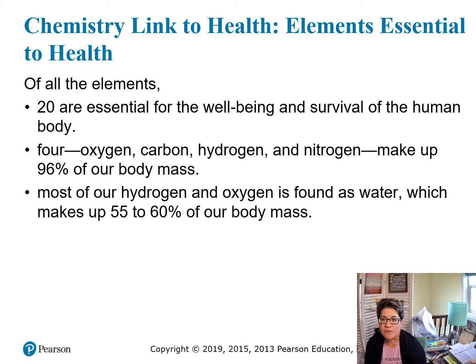All right, so hopefully you're getting comfortable with using the periodic table a little bit. Here's a chemistry link to health. A lot of you are nursing majors, so it's important that we connect this to your major and your future career. Of all of the 118 elements, actually only 20 are required for life for humans, and 4 are the most important ones that make up our body mass. So oxygen, carbon, hydrogen, and nitrogen. And you can remember the acronym CHON. Those are the ones that make up most of our body mass, and then the other ones are trace elements. And then most of us are actually made of water.